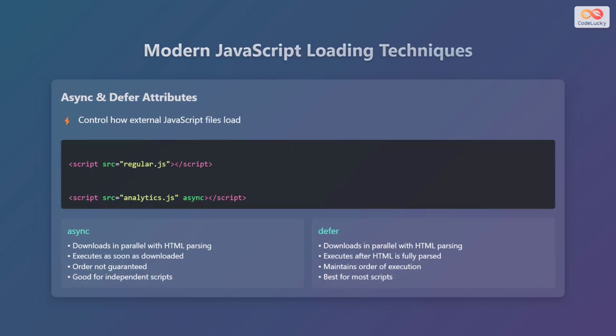Modern web development offers more control over how external JavaScript files are loaded, using the async and defer attributes. A regular script without these attributes blocks HTML parsing while it downloads and executes. The async attribute allows the script to download in parallel with HTML parsing and executes the script as soon as it's downloaded. The order is not guaranteed. This is good for independent scripts like analytics. The defer attribute also allows the script to download in parallel, but it waits until the HTML is fully parsed before executing. It maintains the order of execution, making it best for most scripts.